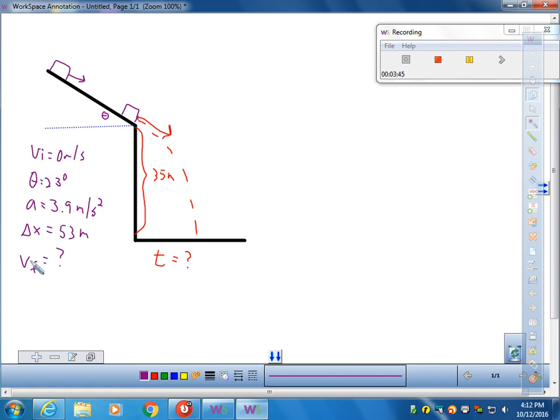I'm going to do that by just looking at what we've got here. Well, we don't have time, and so that means I'm going to have to use my timeless formula. VF squared equals VI squared plus 2 times A times delta x. So looking for VF, and VI was 0, 2 times, and my acceleration is 3.9, and delta x for me is 53. So I'm going to take just a moment and solve that for myself and find VF.